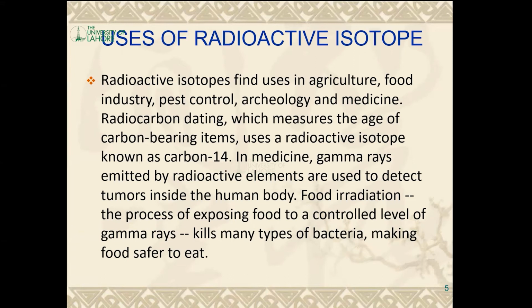If you talk about medicine, gamma rays emitted by radioactive elements are used to detect tumors inside the body. To detect cancer or tumors inside the body, we use radioactive isotopes. Another example is food irradiation, the process of exposing food to a controlled level of gamma rays, which helps in killing certain bacteria so that food becomes safer to eat.